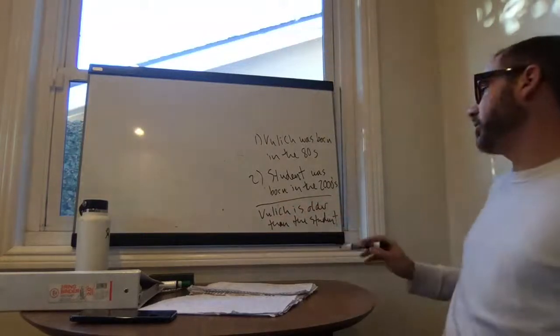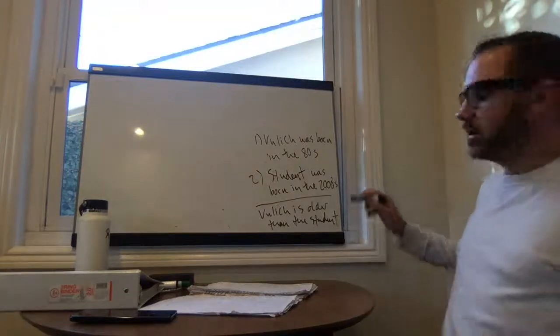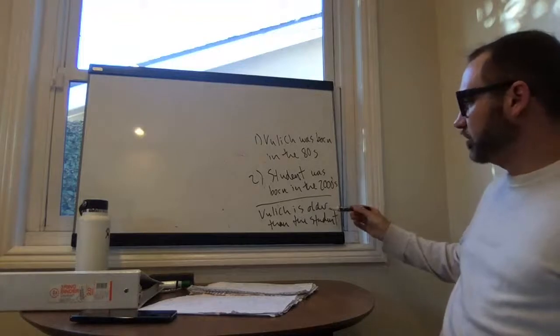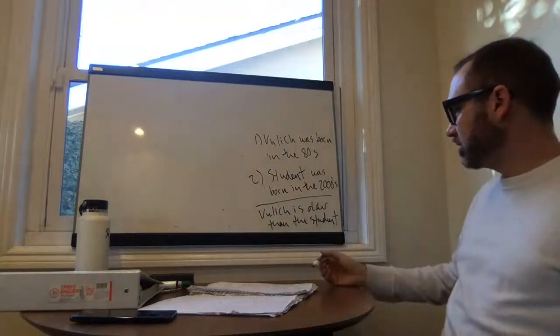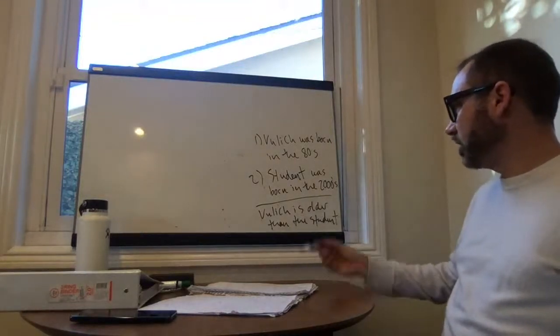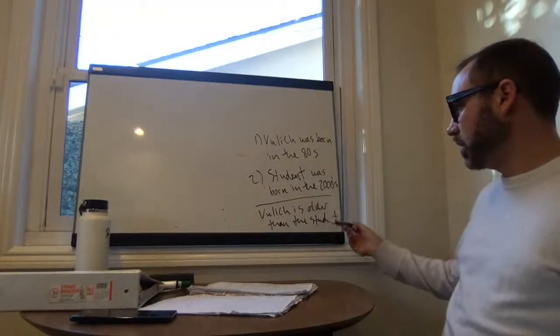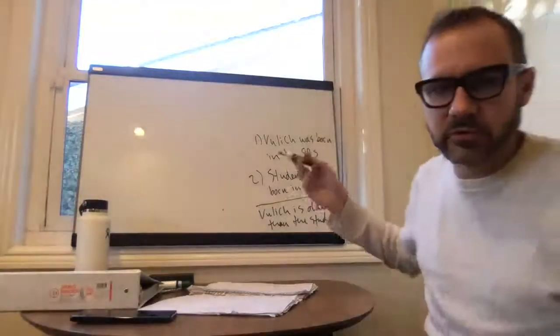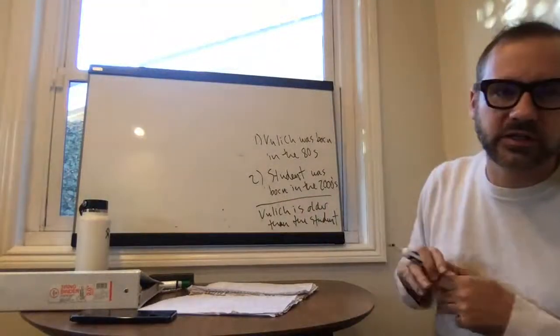Now, this is deductively valid because in case these 2 statements are facts and in case they're true, there's no way for that to be false. If I was born in the 80s and the student was born in the 2000s, then it does logically imply that I'm older than that student because of the way the numbers are lining up and the way the numbers are in the greater and less than relation.